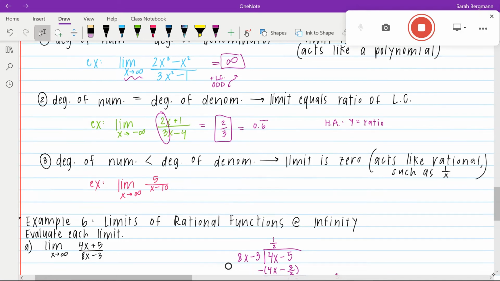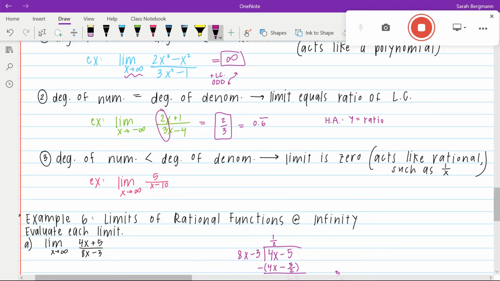Next, if the degree of the numerator is less than the degree of the denominator, this would be a case where it acts like a rational function, such as 1 over x, because you could go through and do some little algebra trick, which we're not going to go over. Normally we would, but since you're at home alone, it's kind of difficult, so we're not going to go over that. But I'll just tell you that it acts like a rational, such as 1 over x. So the limit is always equal to 0.